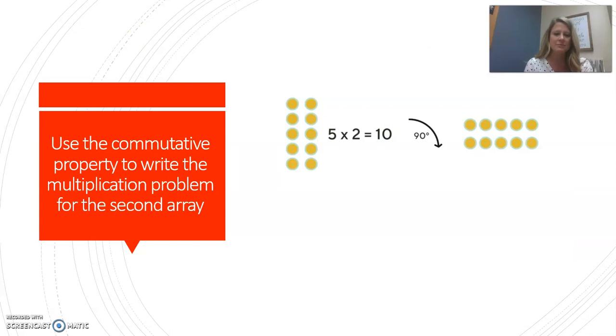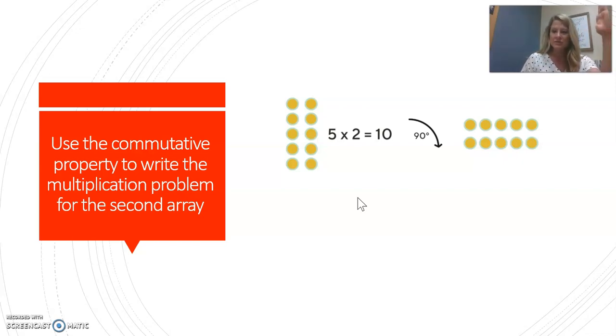Let's look at another example. Let's use the commutative property to write the multiplication problem for the second array. So I want you to look at the first array. We see 5 times 2 on the screen. Why? Because there are 1, 2, 3, 4, 5 groups, and there are 2 items in each of those 5 groups, right?